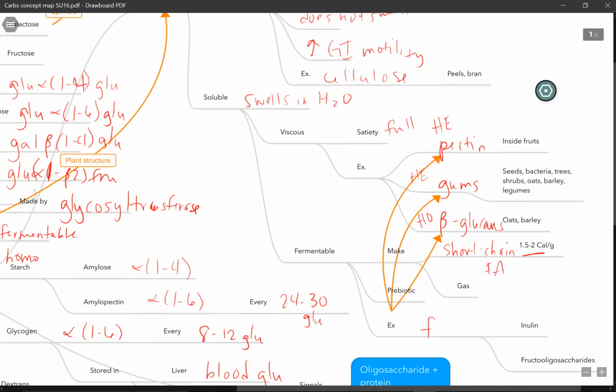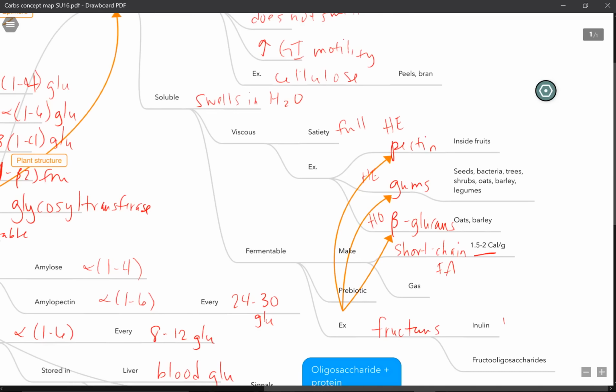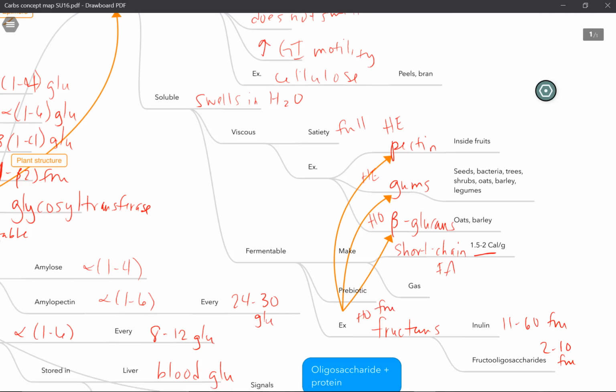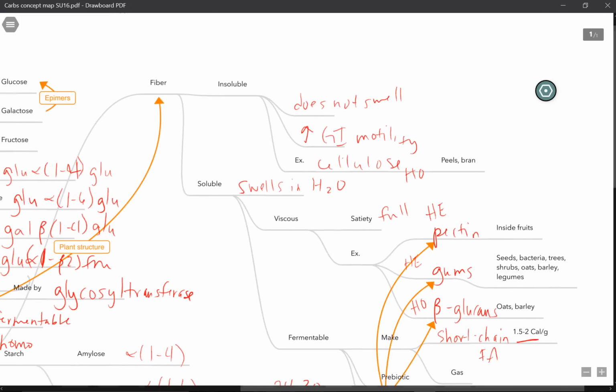Another one, which is referred to as fructans. Fructans are inulin and fructooligosaccharides. Inulin's a little bit bigger. Those are the ones that are 11 to 60 fructoses. And fructooligosaccharides are 2 to 10 fructoses. So your fructans are homoglycans, but they're homoglycans of fructose, which is different. All of the other homoglycans we've talked about are homoglycans of glucose. I'm going to scroll back up here. I forgot to write, for cellulose, it's a homoglycan of glucose as well.